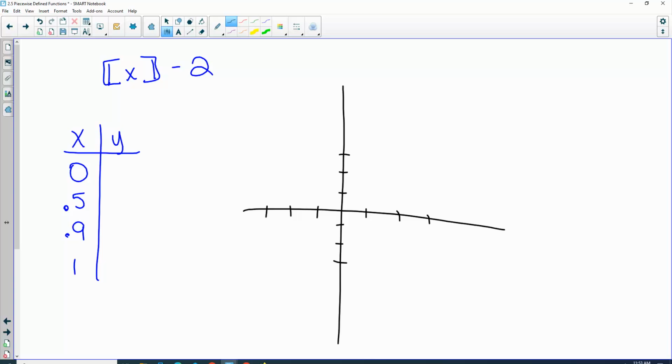Okay, so if I start, the -2, am I subtracting that before or after I do the greatest integer? After, because it's on the outside. So if I put in a 0, I have the greatest integer of 0, which is 0, minus 2 gives me -2. Because I plugged in my 0 and I got an integer in there, I know this is the beginning of a step. So 0, -2. That is the actual point I got. And since I got that point, it is a closed circle.